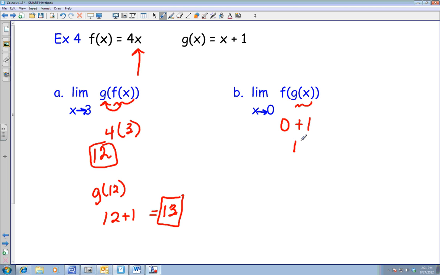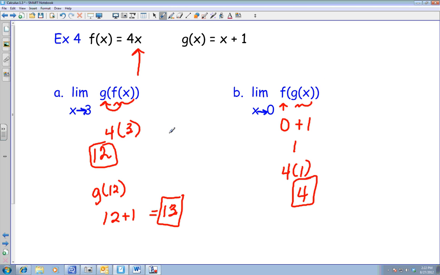Okay, that's not my final answer. I'm going to take this answer and plug it into my outside equation or expression. So I'm going to plug 1 into my f equation. Here's my f equation. 4 times 1, so my answer is 4. So it's not real hard. Always start on the inside, work your way out. And you kind of did something like this in Algebra 2.